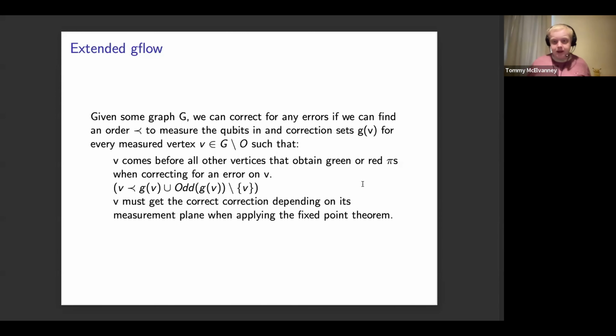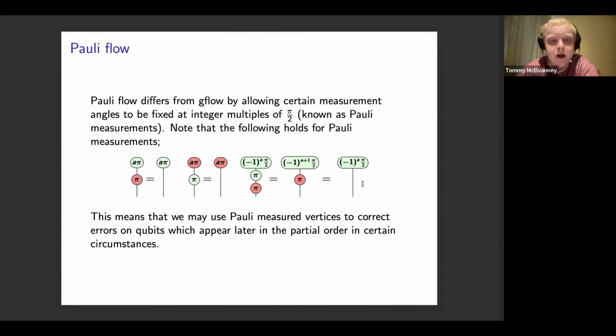So that's essentially the entire definition of extended gflow, just simplified down a bit. And we could also quite easily talk about Pauli flow from this. Pauli measurements, when we apply certain corrections, are unchanged. If we apply a Pauli X gate to a Pauli X measurement, it does nothing. If we apply a Pauli Z gate to a Pauli Z measurement, it does nothing. And if we apply both to a Y measurement, it does nothing.